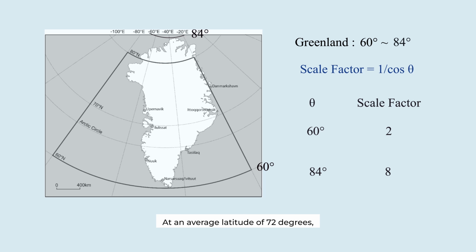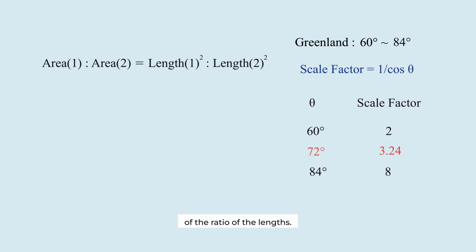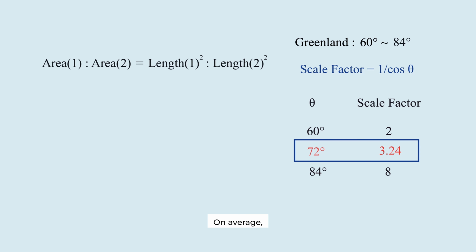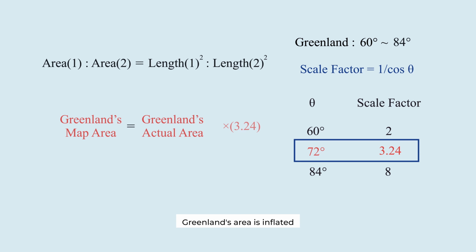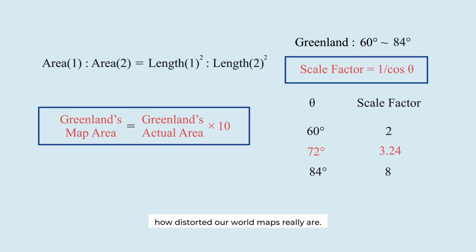At an average latitude of 72 degrees, the scale factor is around 3.24. Remember, the ratio of the areas is proportional to the square of the ratio of the lengths. On average, Greenland's area is inflated by a factor of 10. A simple cosine function can reveal how distorted our world maps really are.